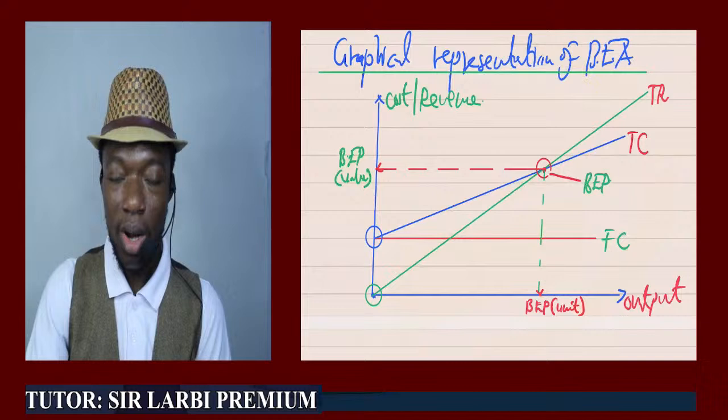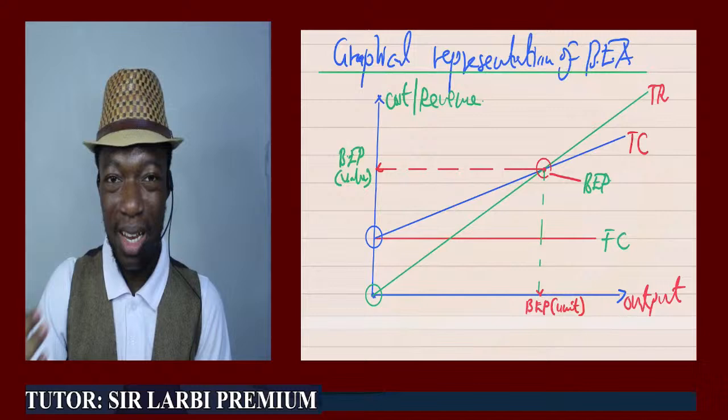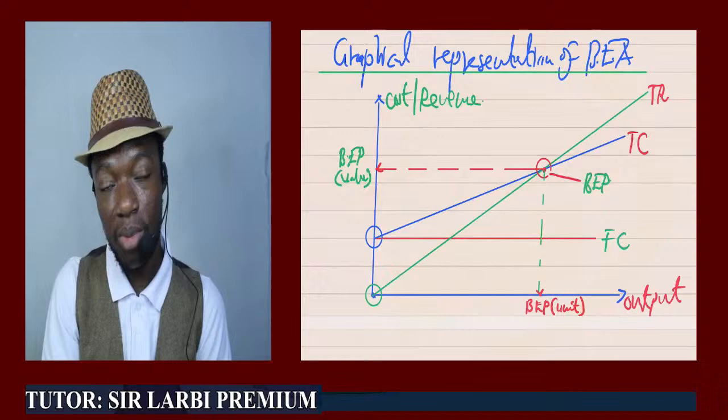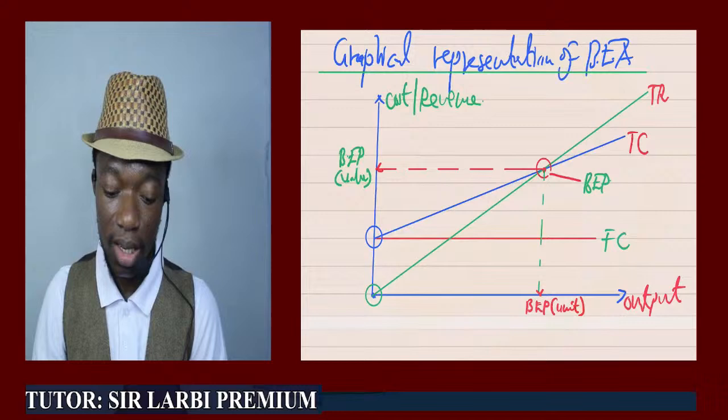What if we produce above the break-even point or below the break-even point? What is the interpretation behind producing beyond the break-even point and producing below it? We'll get back into that very soon, so just stay connected. At this point, let me bring this up here.